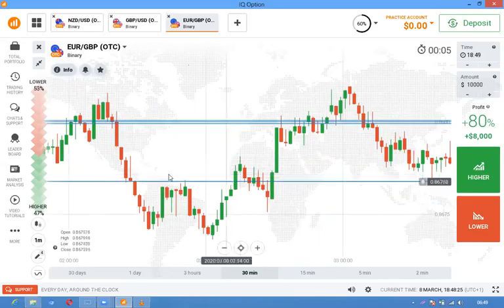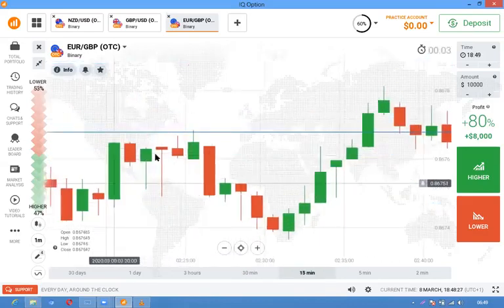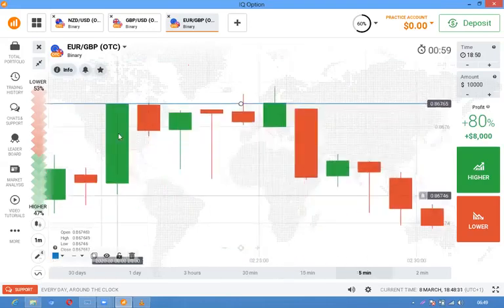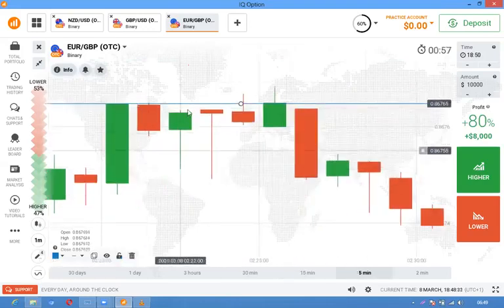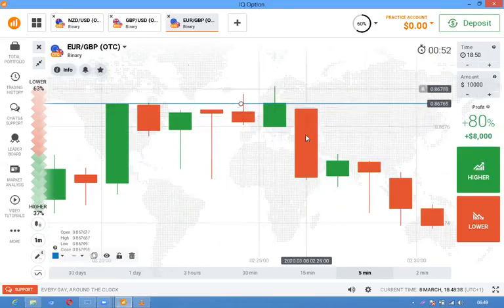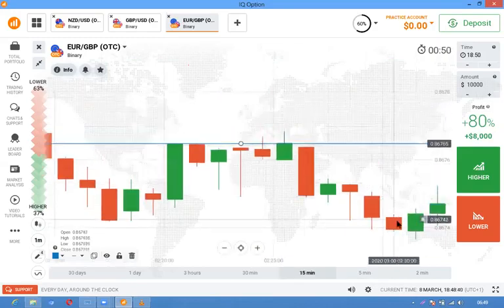Now check the other trial for buyers. Look at this one. Look at this level. Buyers tried here, they failed. Again, they tried the second time, they failed. Tried the third time, they failed. Sellers put the price lower.